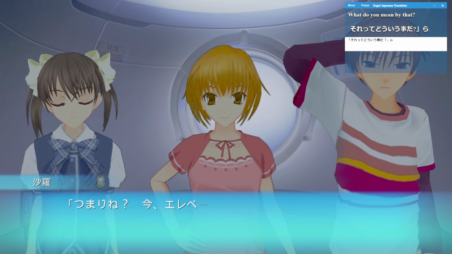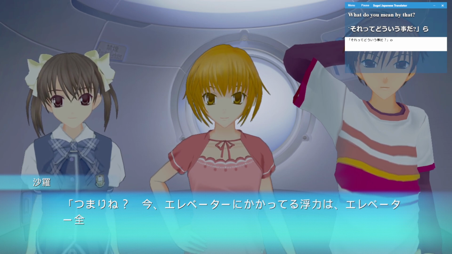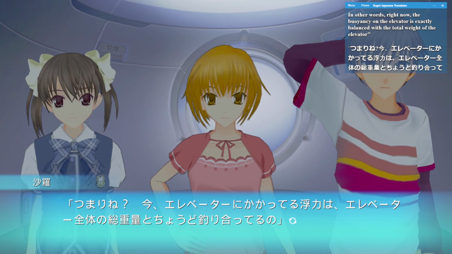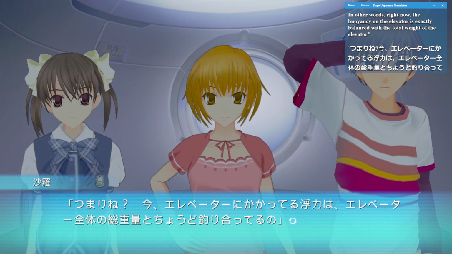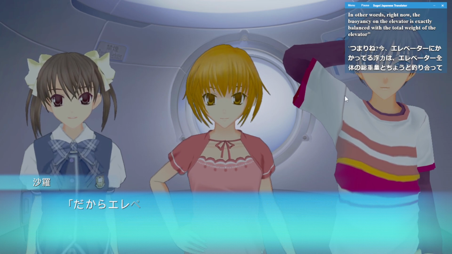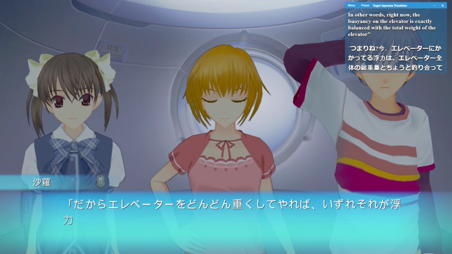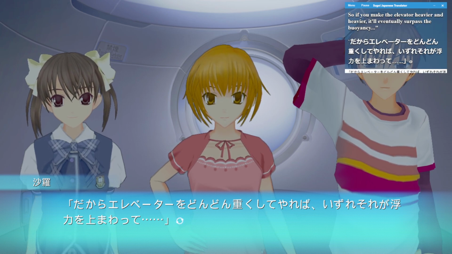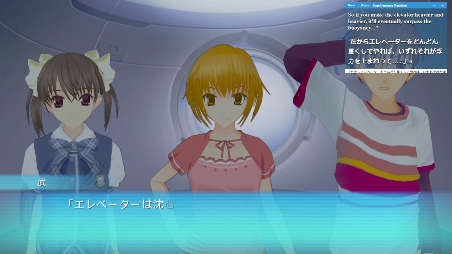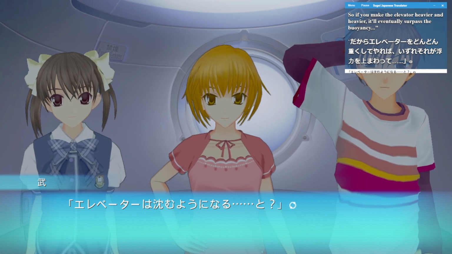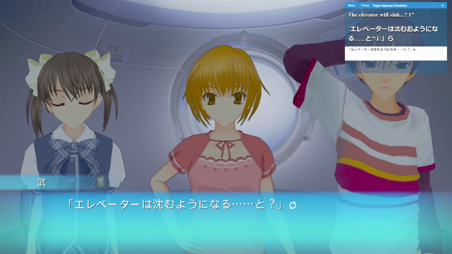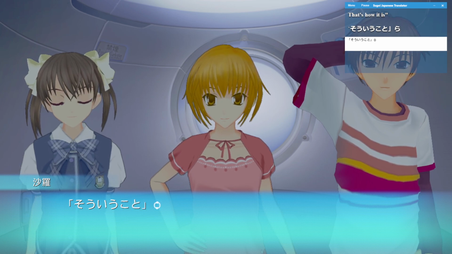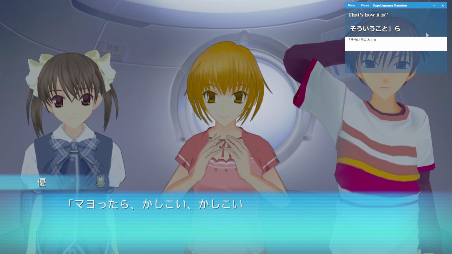In other words, right now the buoyancy of the elevator is exactly balanced with the total weight of the elevator. So if you make the elevator heavier and heavier, it'll eventually surpass the buoyancy and the elevator will sink. Or just a little bit heavier, actually, if it's balanced right now. It could be hitting the top of the rails, but the elevator will sink. That's how it is.